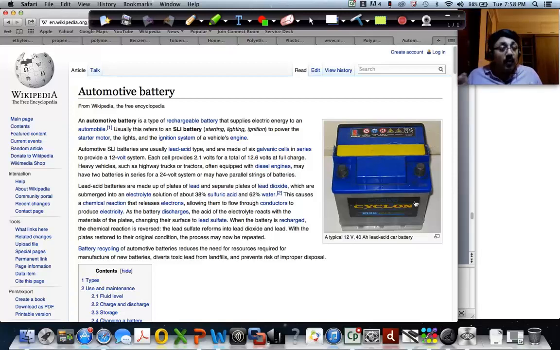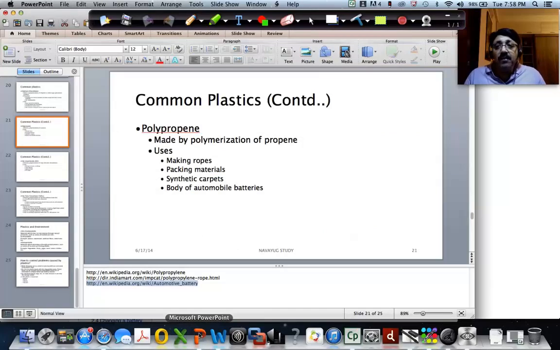But since polypropene, the plastic, has a property where most strong chemicals cannot corrode it and will not react with it, it is safe. So in most batteries, the casing is made out of polypropene, right? Including the lead acid battery in my car, which is made by Exide, even that casing is polypropene. So that is another example of a very common plastic, polypropene.